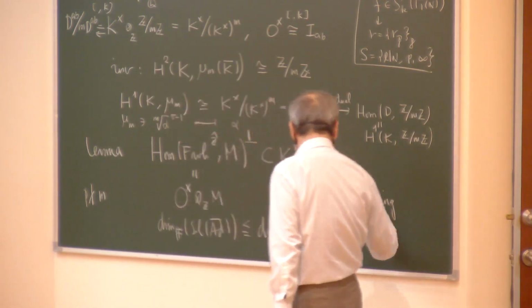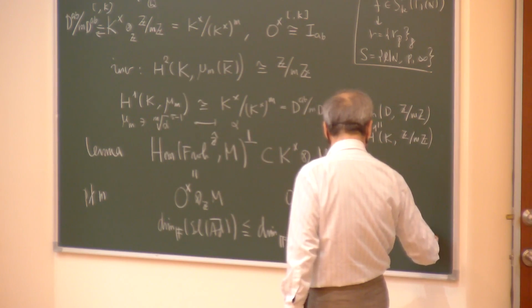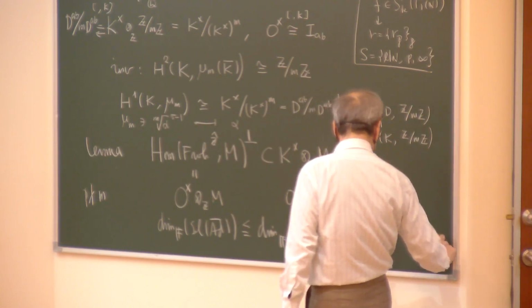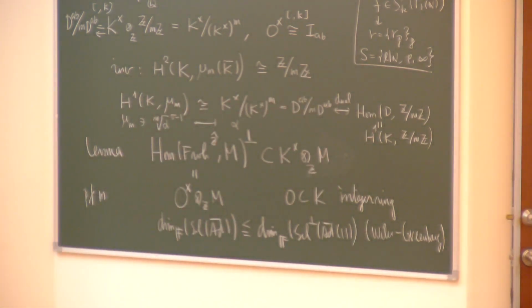So this is due to Greenberg. Greenberg often does this for characteristic zero coefficients, not the p coefficients. And in that case, you often come up with the equality, so that's the thing. But anyway, it is possible to have real strict inequality. Okay.